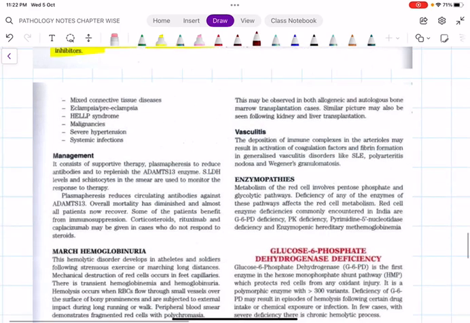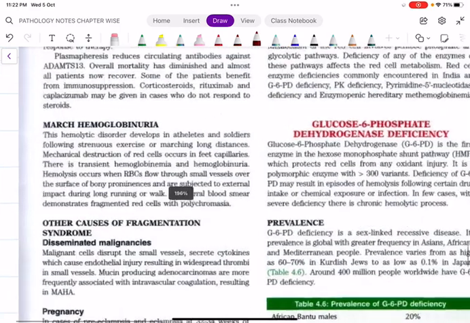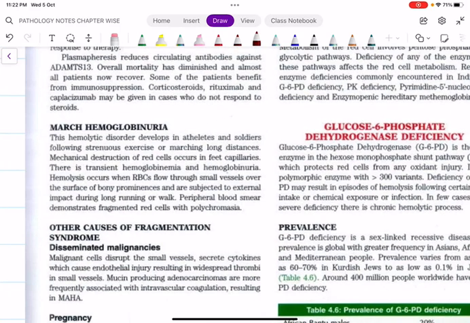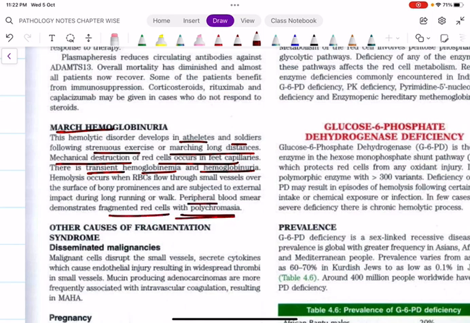Next we have something called march hemoglobinuria. What is march hemoglobinuria? Marching means it occurs in athletes and soldiers following strenuous exercise or marching long distances. Because of that, there will be mechanical destruction of the RBCs in the capillaries of the feet. So there will be transient hemoglobinemia and hemoglobinuria. And the peripheral smear will show fragmented RBCs with polychromasia.